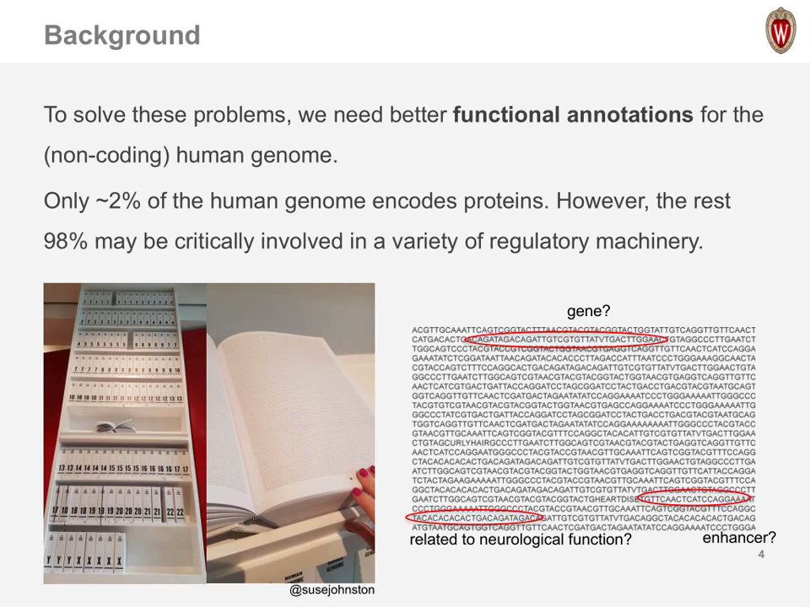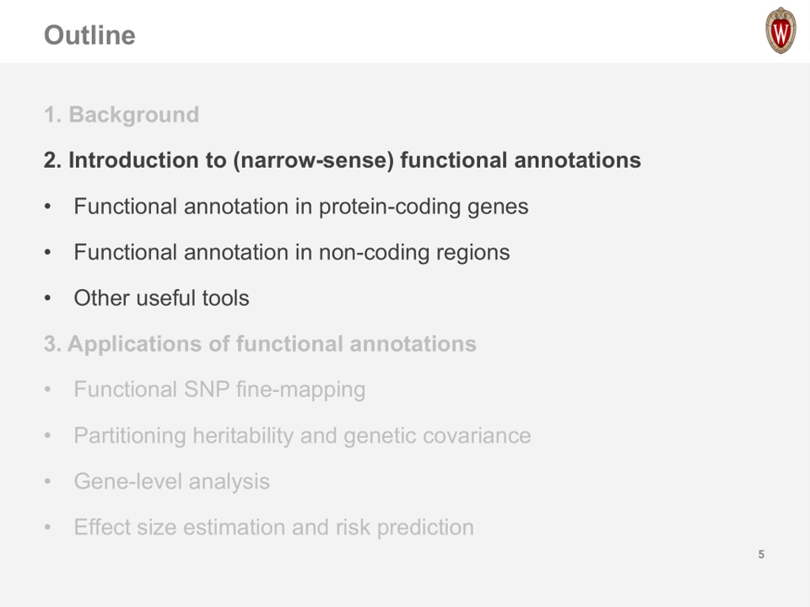We know that 98% of the genome is non-coding. But overwhelming evidence suggests that it may be critically involved in all sorts of complex trait mechanisms and etiology. All right, so let's take a look at the narrow sense function annotation prediction tools.